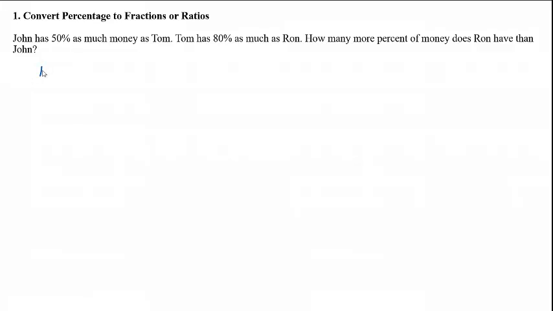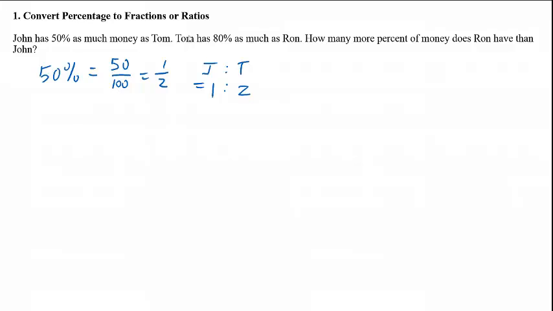So 50%. To convert to a fraction, we simply divide by 100. We will get 1 over 2. In other words, John has half as much money as Tom. Converting this to a ratio, John is to Tom will be 1:2. Can you see how I convert from a percentage to a fraction, then from a fraction to a ratio? In this case, the ratio between John and Tom is 1:2.